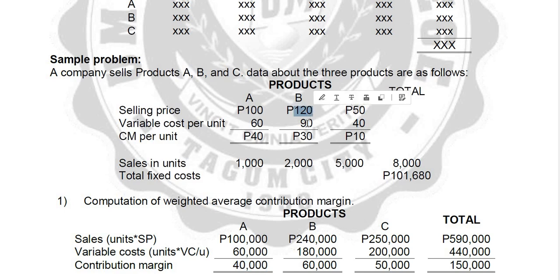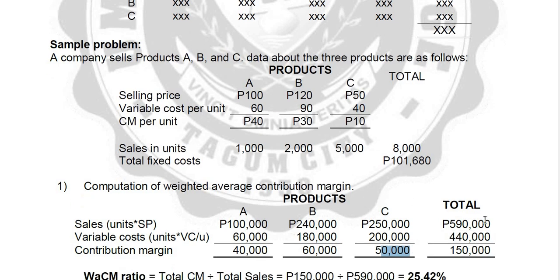So, sa product B, ganun din. So, yung 180, that's actually 90 times 2,000, para makompute yung 180,000. So, yung contribution margin natin ay 60,000. So, for letter C, ganun din. 50 times 5,000, so that's 250,000. Then 40 times 5,000, that's 200,000. So, yung difference nila ay 50,000. Or simply 10 pesos, the contribution margin per unit. You just multiply that by 5,000 para makompute natin yung 50,000 na contribution margin in terms of total.